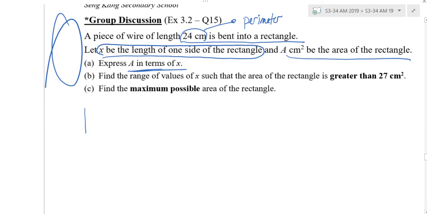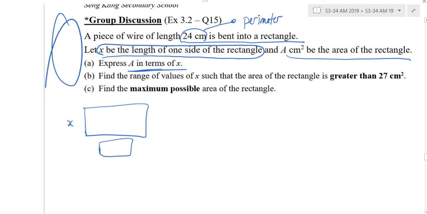Let's try. If I have the rectangle, and this is x, can you tell me the breadth? In 5 seconds. 4, 3, 2, 1. Who is not sure how to start? x minus 24 is wrong. 24 minus x is wrong. Minus 2x.